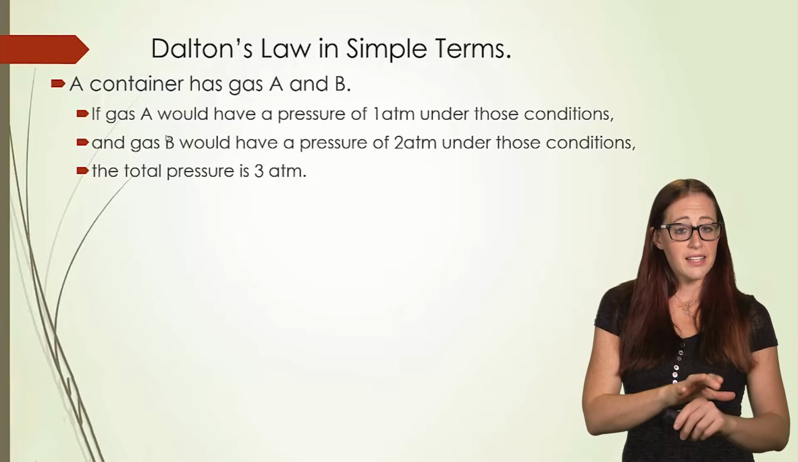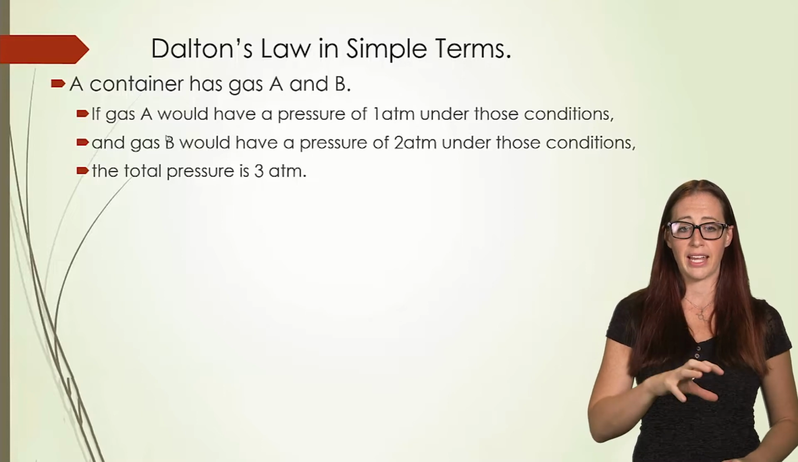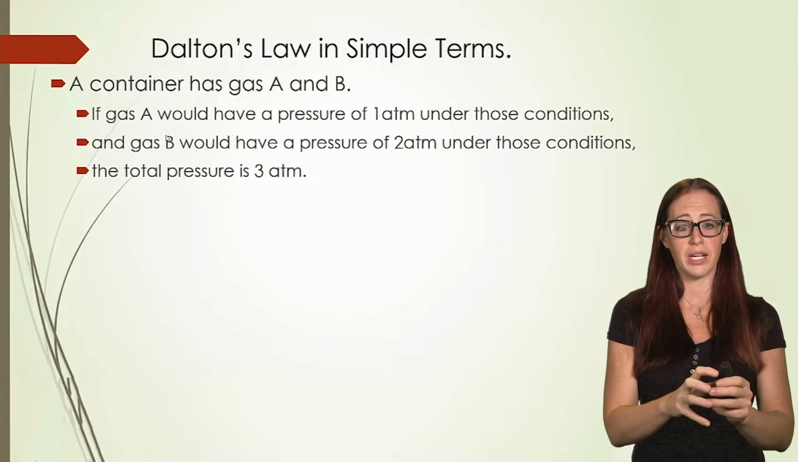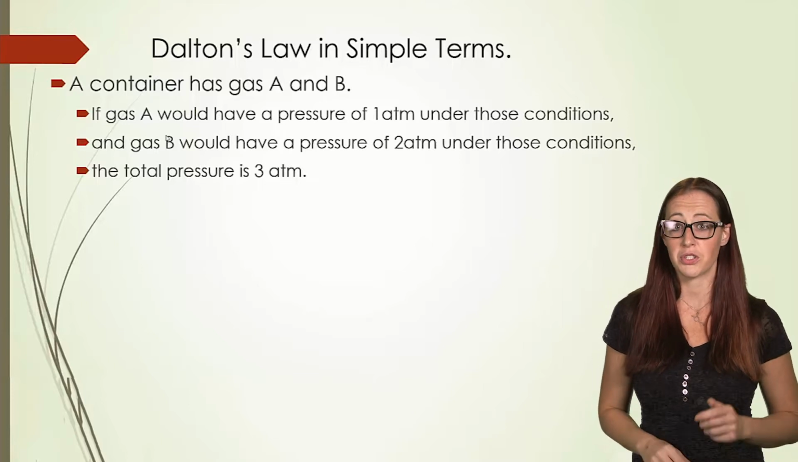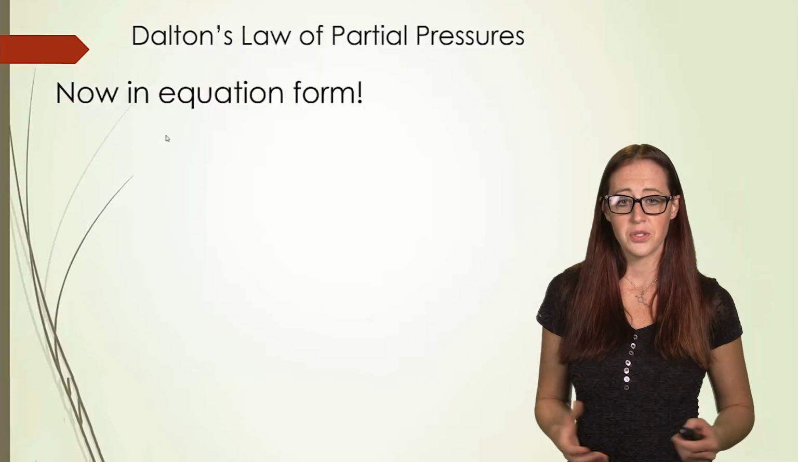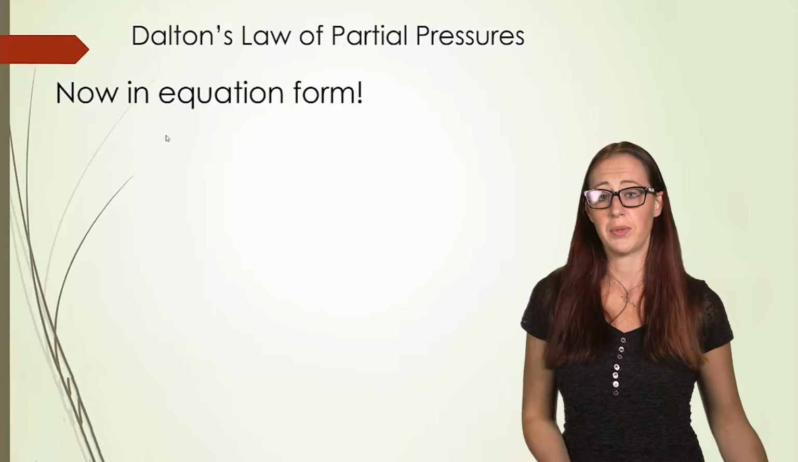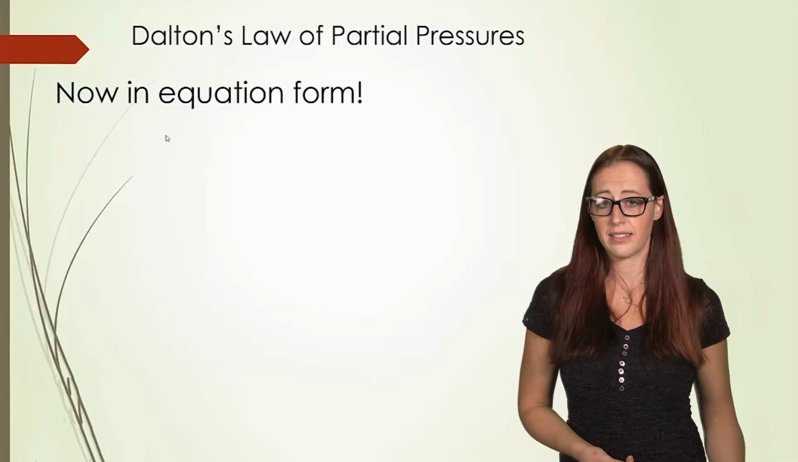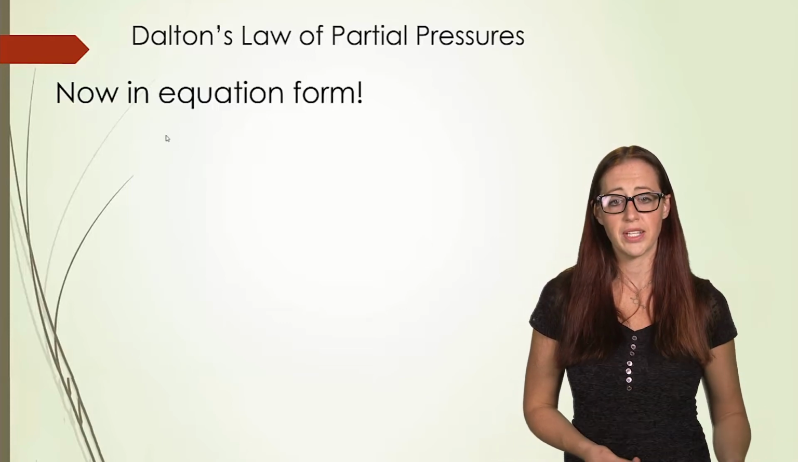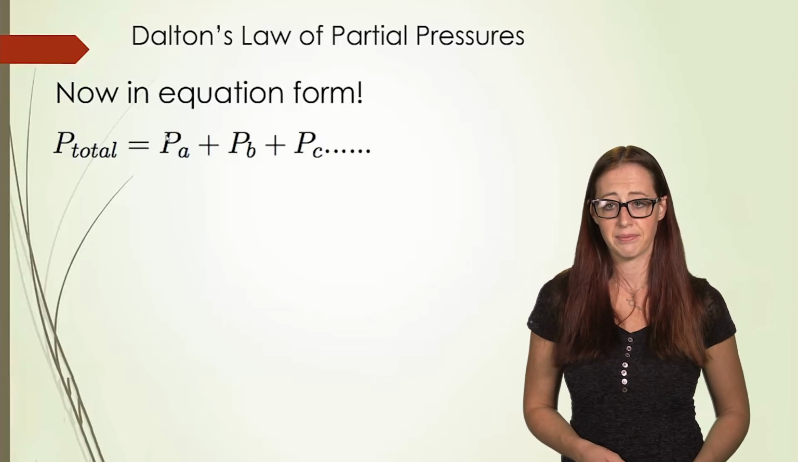Now, if those two gases happen to also be in the same container, and so you have that 1 atmosphere of A, but now you combine it with that 2 atmospheres of B in an identical container, our total pressure is 3. So now let's put this into equation form. We're going to do this in 2 ways, and one sort of transitional way. As we discussed in the last slide, the total pressure is the partial pressures added together. And so we're going to write it like this.